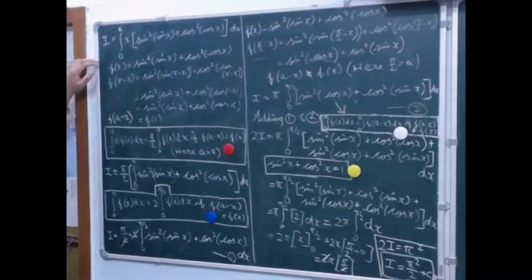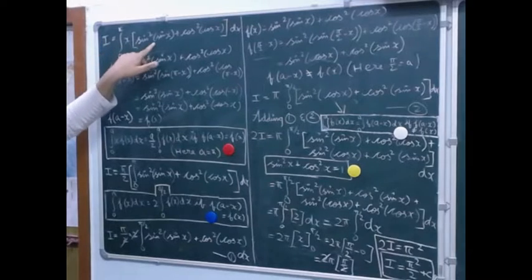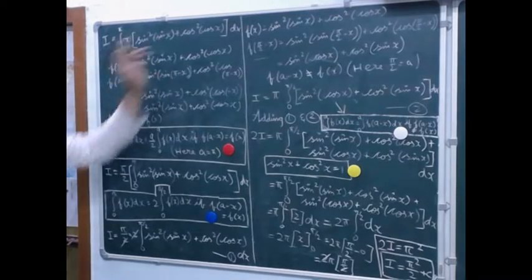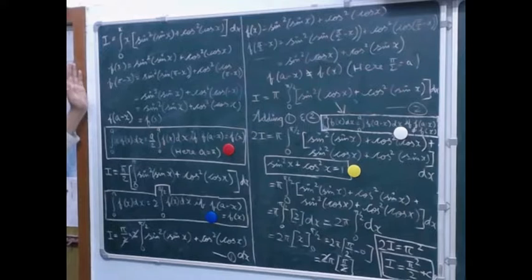So let's look into the question. The question given for us is the integral I, between the limit 0 to pi, of x sin²(sin x) + cos²(cos x) dx. Here we have a problem. This is sin squared of sin x.